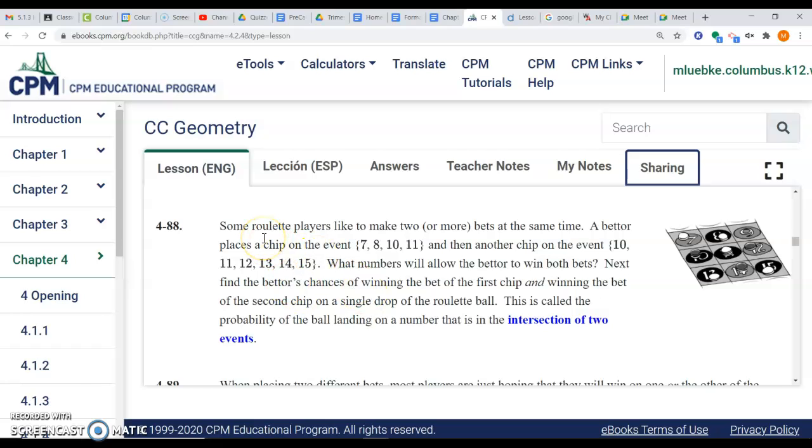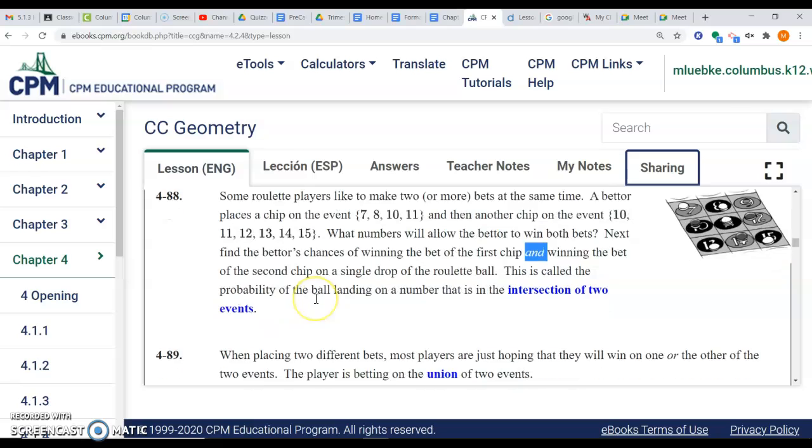The first thing I want to talk about in the video to help us get going is flashing back to lesson 424 where we talked about union and intersection. In this lesson, we see that if it's an and problem, it is going to be an intersection. Anytime you see that word and in a probability problem, we can think intersection because that is the one event happening and the other event happening. So there needs to be some overlap there.